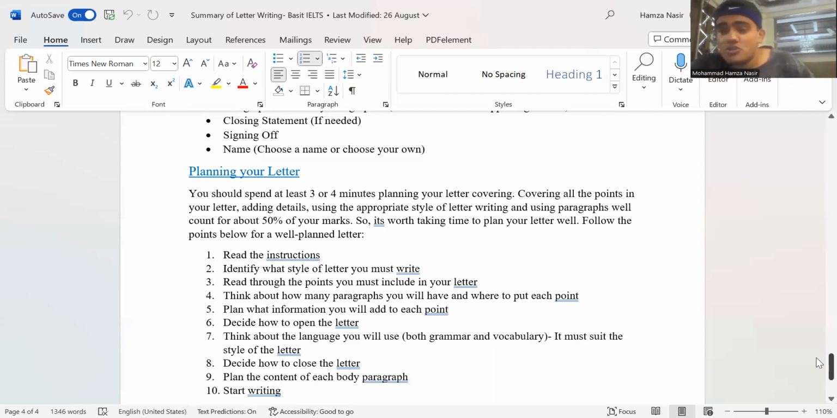Then plan what information you're going to add to each point, and remember that it's not just about quantity, it's also about quality. Decide how to open the letter. Think about the language you will use, that is both grammar as well as vocabulary. It must suit the style of the letter. Then decide how to close the letter, plan the content of each body paragraph, and voila, start writing.